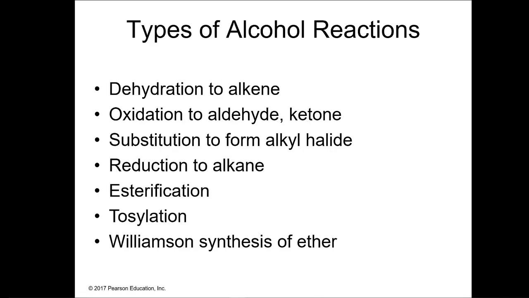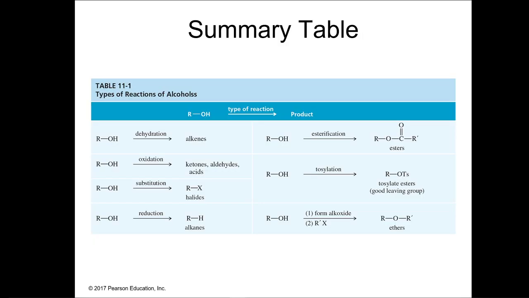You can dehydrate to an alkene, you can oxidize to an aldehyde or a ketone, you can substitute to form an alkyl halide, you can reduce to an alkane, you can do an esterification, you can do a tosylation, which is usually an intermediate step in a larger synthesis. And you can also do specifically a Williamson synthesis of an ether. Here's your general chart of the different reactions we're going to look at: dehydration, oxidation, substitution, reduction, esterification, tosylation, and synthesis of an ether.